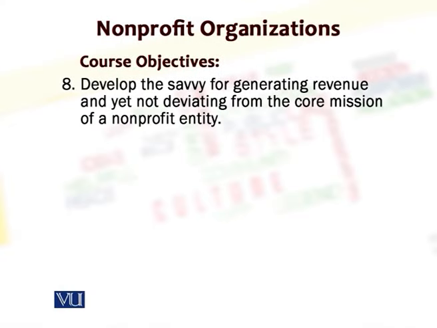The next objective is to develop the savvy for generating revenue and yet not deviating from the core mission of the nonprofit organization. Let me throw some more light on this objective. Like I said in the explanation of the preceding objective, nonprofit organizations also venture into commercial enterprises because they want to generate funds and they want to sustain themselves. Now, this is very much a continuation of the very first statement that I made at the beginning of the lecture. Nonprofit organizations have to make profits in order to sustain themselves. Until they make profits, they just cannot survive. They are meeting their demise in the absence of profits and a sound financial base.